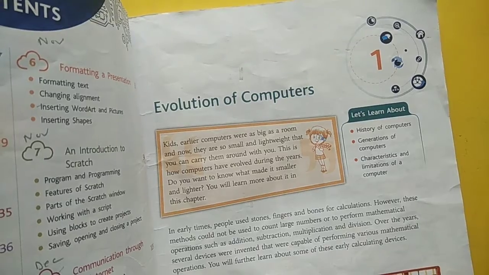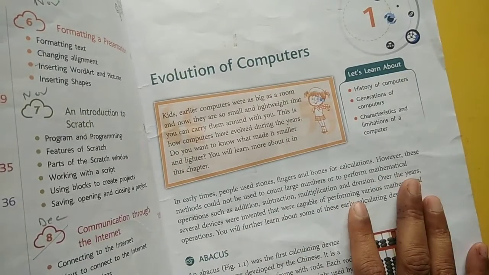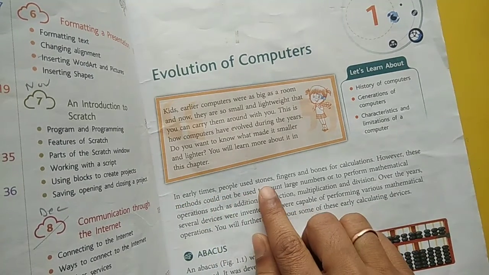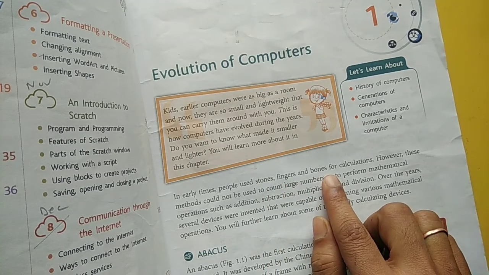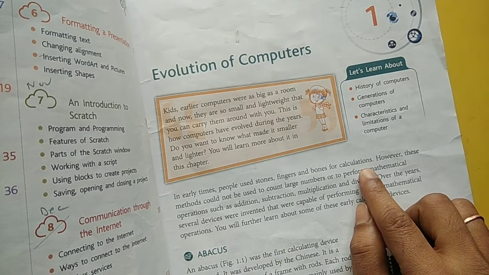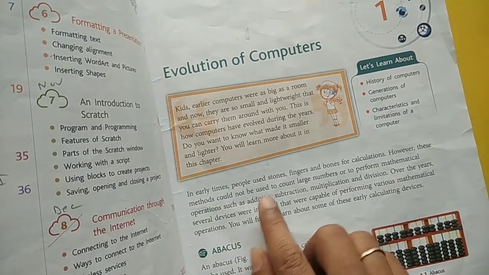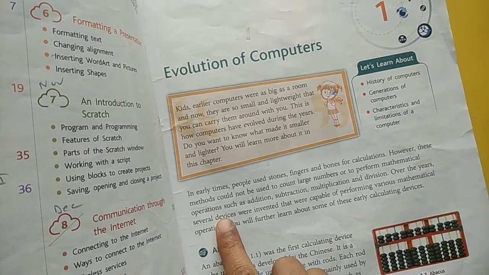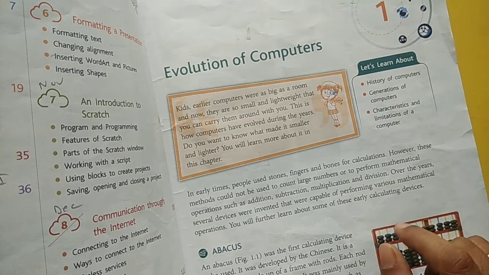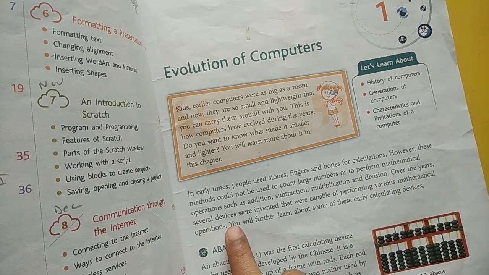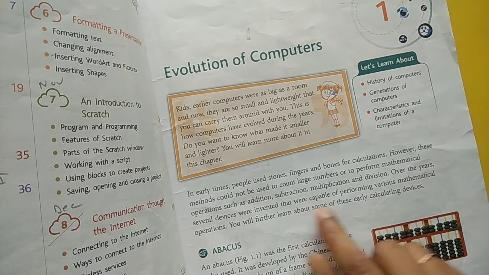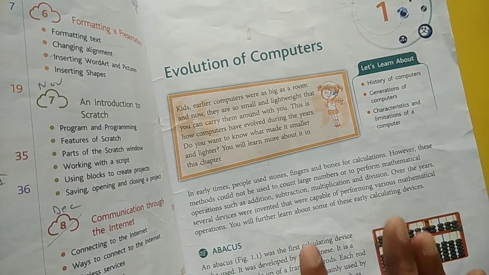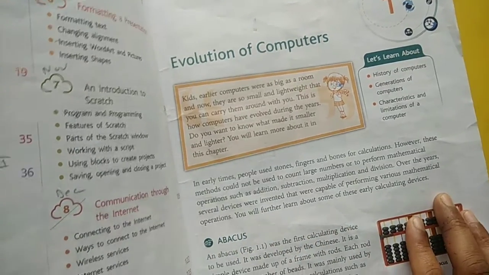Now let's discuss different calculating devices. In earlier times, people used stones, fingers and bones for calculations, and these methods couldn't be used to count large numbers or to perform mathematical operations such as addition, subtraction, multiplication and division. Over the years, several devices were invented that were capable of performing various mathematical operations, and you will learn about some of these early calculating devices.